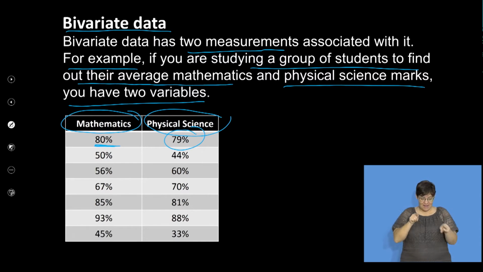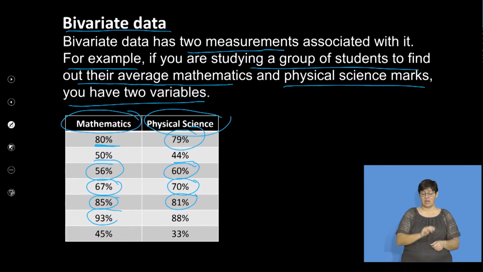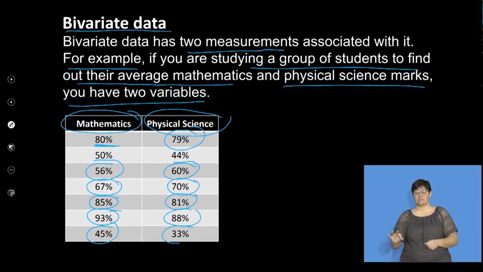Okay? We're talking about bivariate data: 50% in maths, 44% in physical science. 56% in maths implies about 60% in physical science. 67% in mathematics, about 70% in physical science. 85% for maths, 81% for physical science, and 93%, 88%. 45% in maths, which is 33% for physical science.